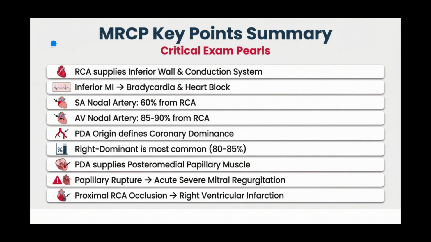Most people are right dominant. PDA supplies the posteromedial papillary muscle. Papillary muscle rupture causes acute, severe mitral regurgitation. Proximal RCA occlusion may cause right ventricular infarction.